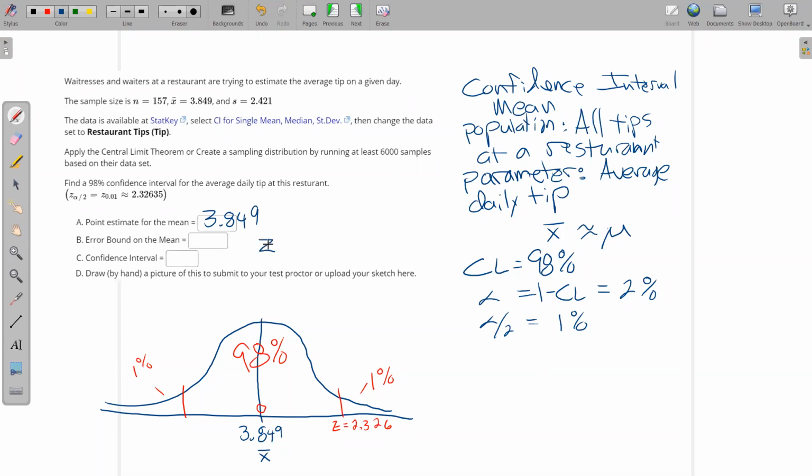So that would be the z-score times the standard deviation divided by the square root of the sample size. And so we can calculate that, and StatKey can calculate it for us too in a couple of different ways. So we'll check both of those. So spreadsheet time, let me write these numbers down. N is 157, X bar is 3.849, and S is about 2.421. And we're 98% confident.